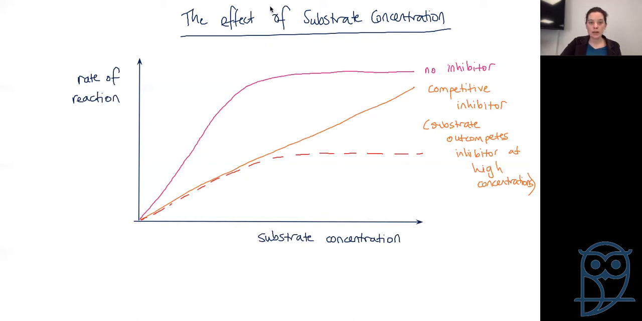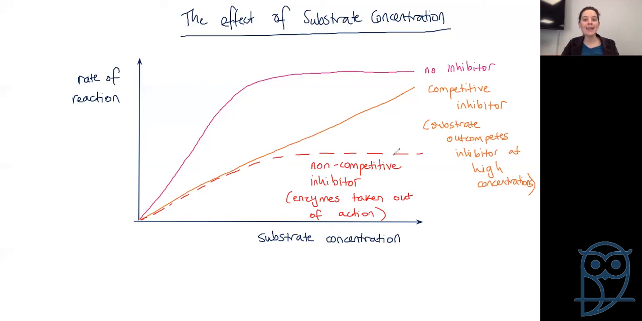When it then comes to this other red line, this then, of course, by a process of elimination, is our non-competitive inhibitor. And the thing here is we have the same graph as our no inhibitor graph. Because what we've effectively done is that the inhibitors have taken the enzymes out of action. So the number of inhibitors has effectively reduced our enzyme concentration.